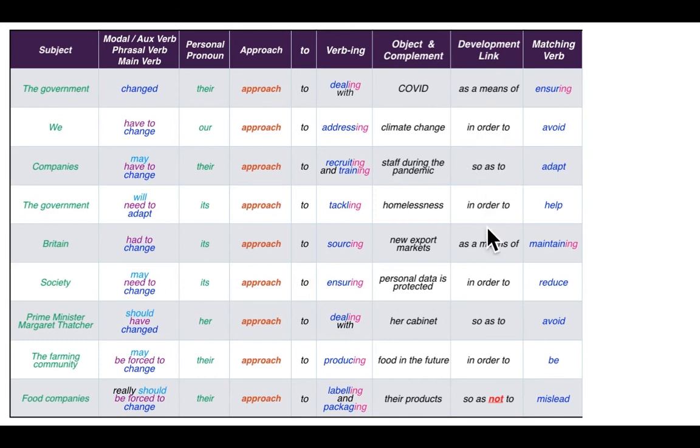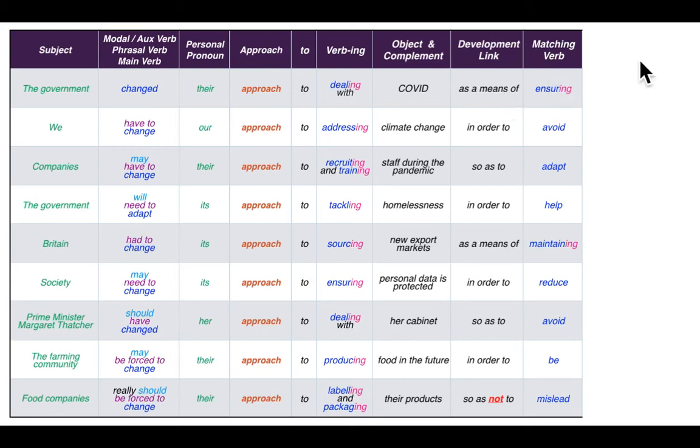In order to, so as to. They work with infinitive. As a means of works with verb ing. Be careful, a lot of students tend to say as a mean of. No, don't do that. That's bad. As a means of ensuring.